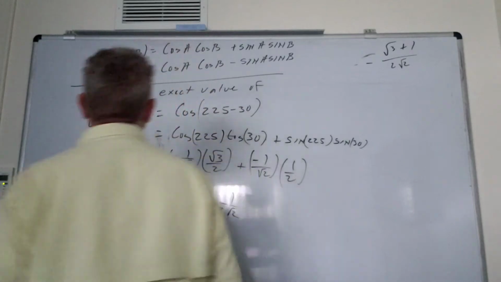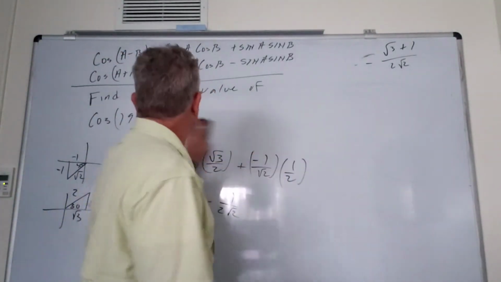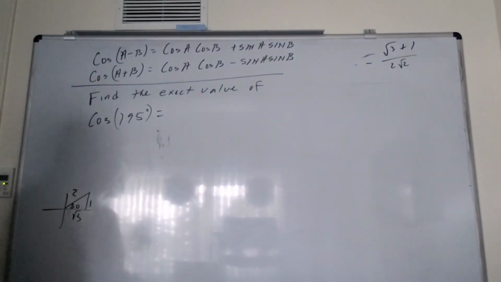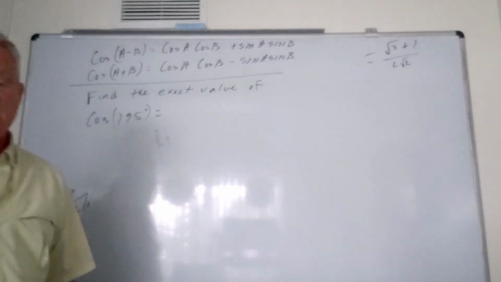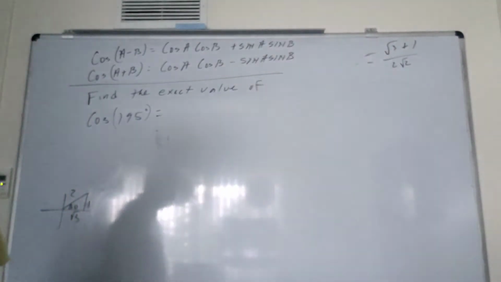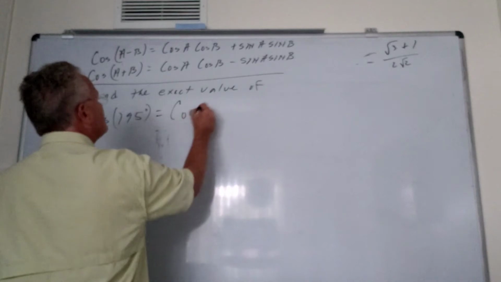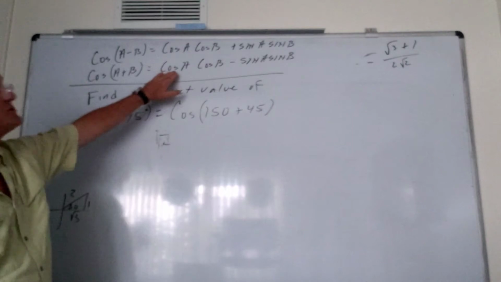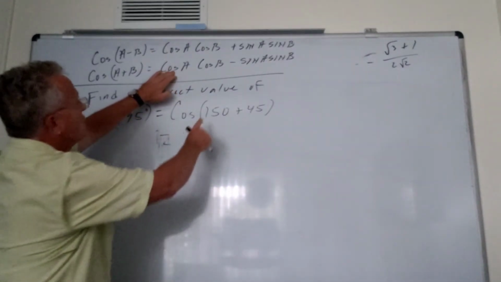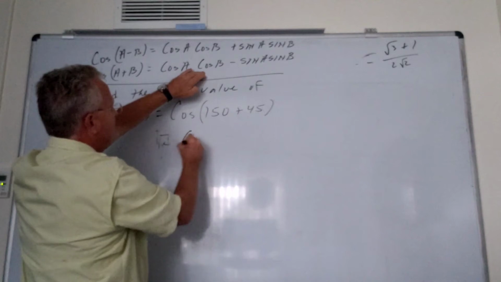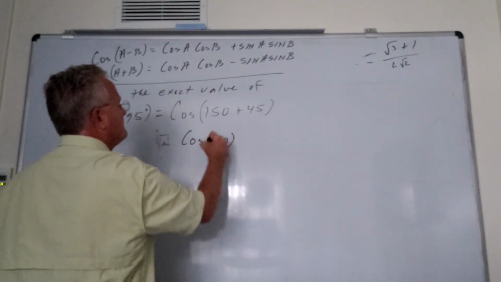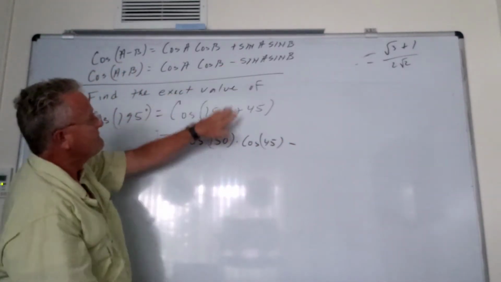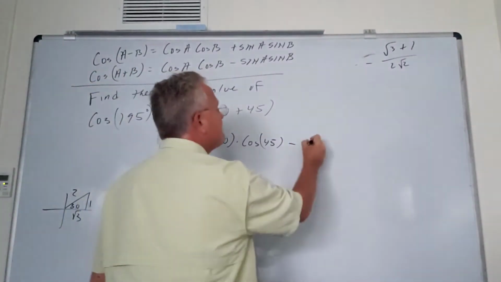So now let's get the same result, but let's use the addition formula. Okay, so 195 is 150 plus 45. And using our addition formula, we have the cosine of 150, cosine 45, minus the sine of 150, the sine of 45.